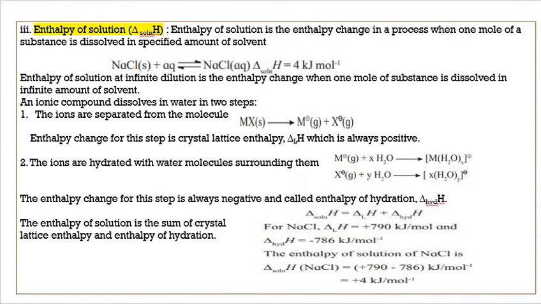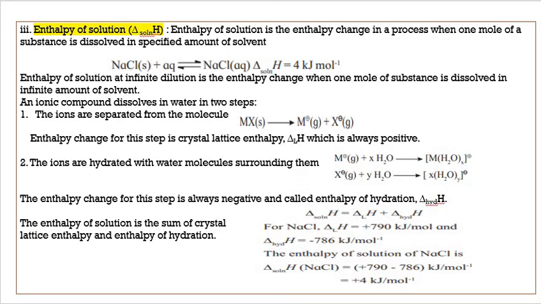Now enthalpy of solution. Enthalpy of solution is the enthalpy change in the process when 1 mole of substance is dissolved in specified amount of solvent. For example, sodium chloride is dissolving in water to give you aqueous sodium chloride. Its solution enthalpy change would be 4 kilojoule per mole. Enthalpy of solution at infinite dilution is the enthalpy change when 1 mole of substance is dissolved in infinite amount of solvent. It used to happen in 2 steps for ionic compound.